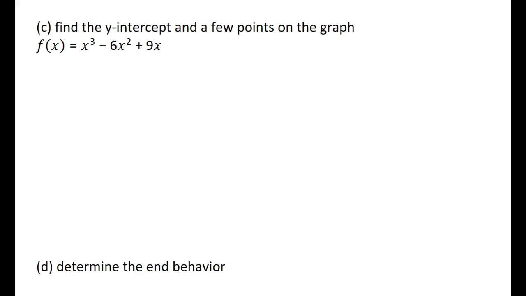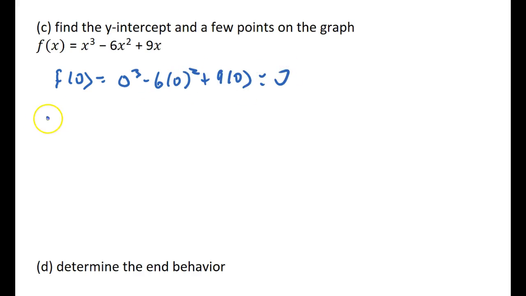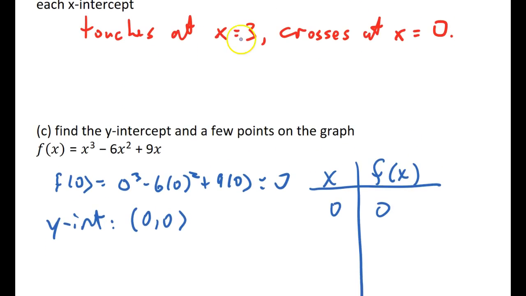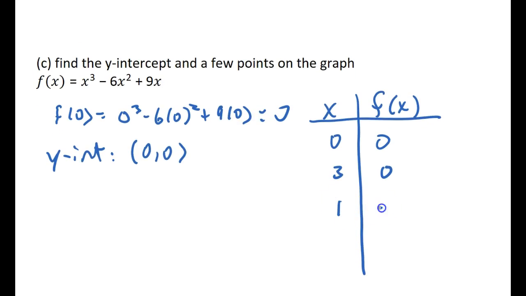All right, now we're supposed to find the y-intercept and a few points on the graph. So I'm going to set x equal to 0 to find the y-intercept. And it's pretty obvious we're going to get 0, so we have a y-intercept at 0, 0. And let's find a few points on the graph. So I'm just going to do an f of x chart. Okay, and I've got 0, 0. And remember, up here we figured out that we have x-intercepts at 3 and 0. So we have 3 and 0. And let's do some points in between, okay? So how about 1 and 2?